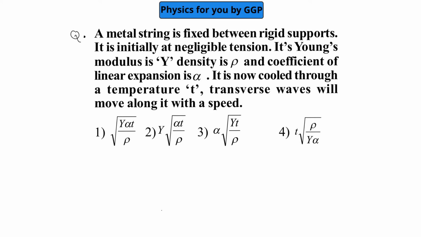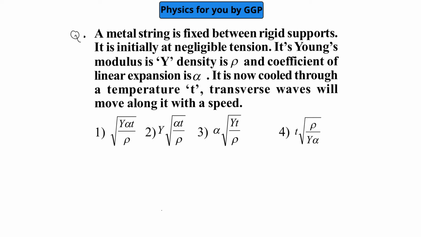It is given that a metal string is fixed between rigid supports. It is initially at negligible tension. Its Young's modulus is Y, density is rho, and coefficient of linear expansion is alpha. It is now cooled through a temperature T. A transverse wave will move along it with a speed.